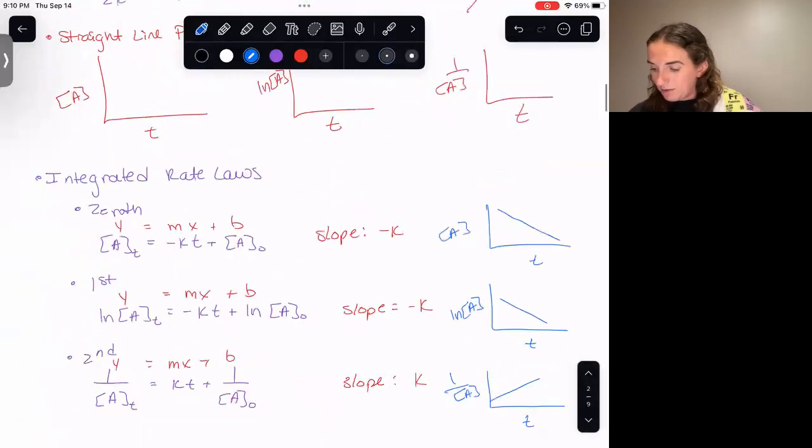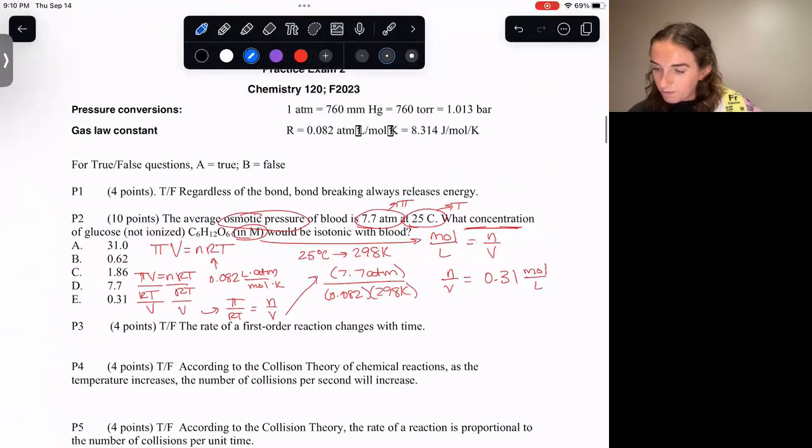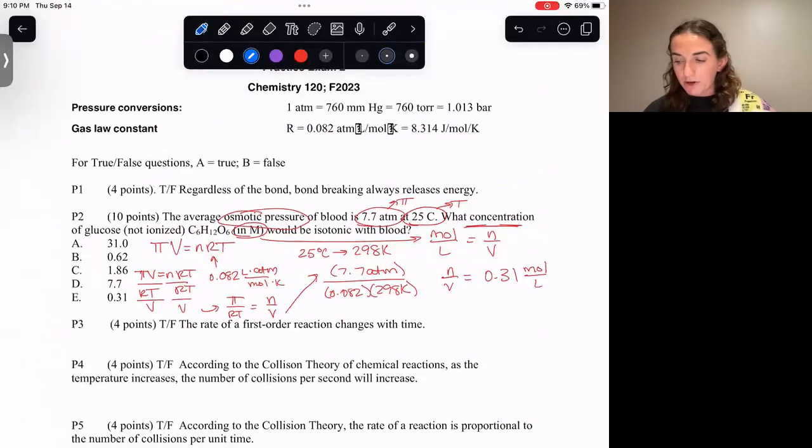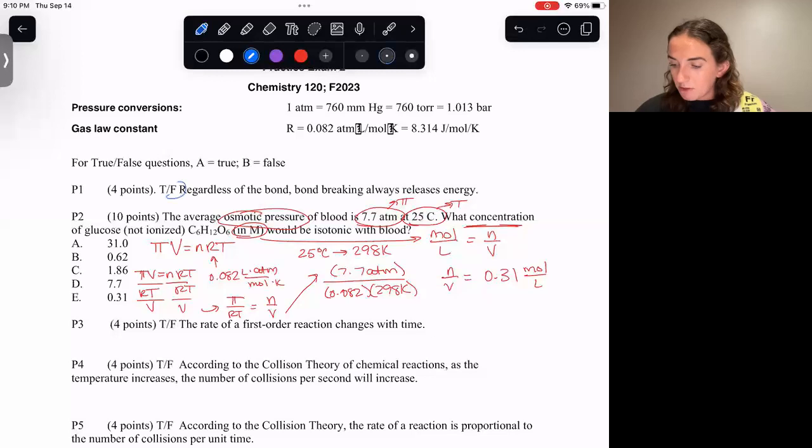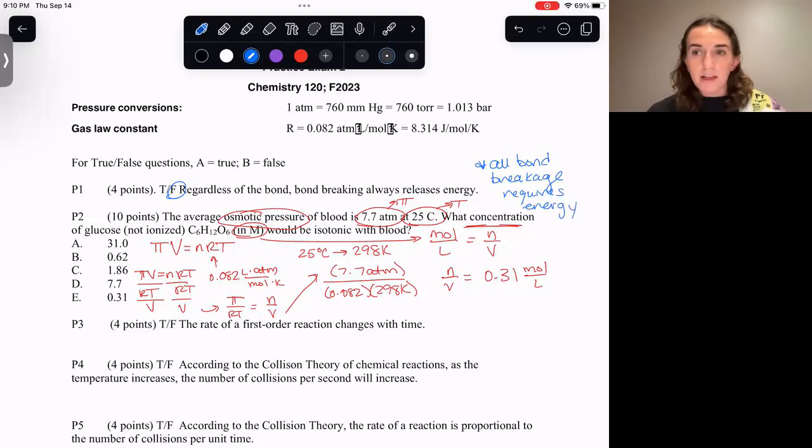If you look at question number 1, we have, regardless of the bond, breaking always releases energy. Is this going to be a true or false statement? False. To break a bond, you have to put energy in. We're saying this has to be false because I know all bond breakage requires energy. You're allowed to write on your exam. So I would say it's not releases, it requires. And because I changed that statement, I now know it's false, right?